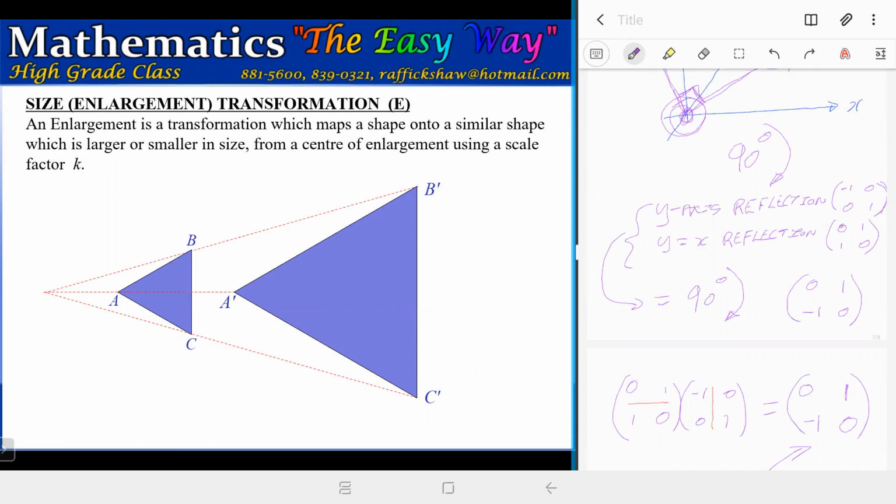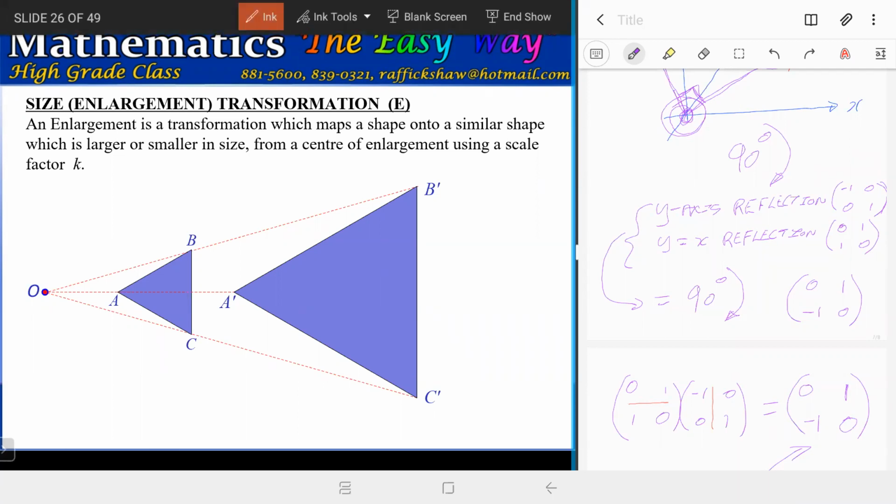So where those red lines meet, those are my lines joining corresponding points. B corresponds to B prime, A corresponds to A prime, and C corresponds to C prime. Where the lines joining those points meet is the center of my enlargement. As I said, it is like a flashlight shining on this triangle and casting a shadow on a wall, and the shadow is larger than the object, right? So this is like a light source casting a shadow. The center is like my light source.